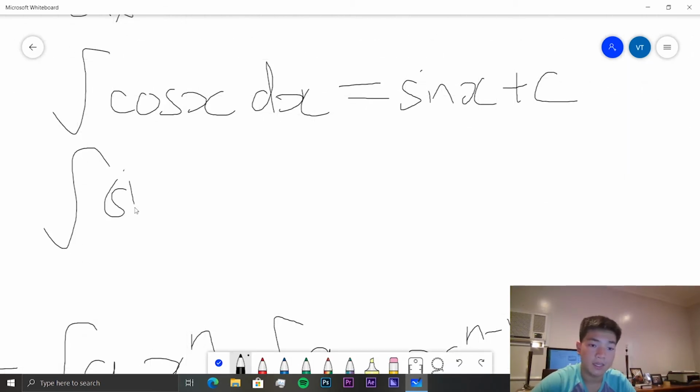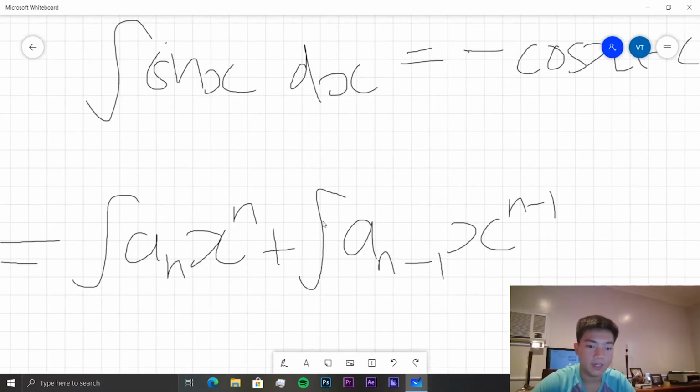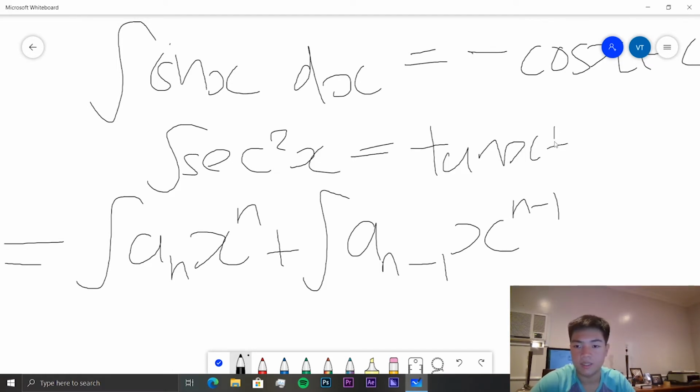Likewise, the integral of sine x is equal to negative cosine x plus c, and the integral of secant squared x is equal to tangent x plus c.